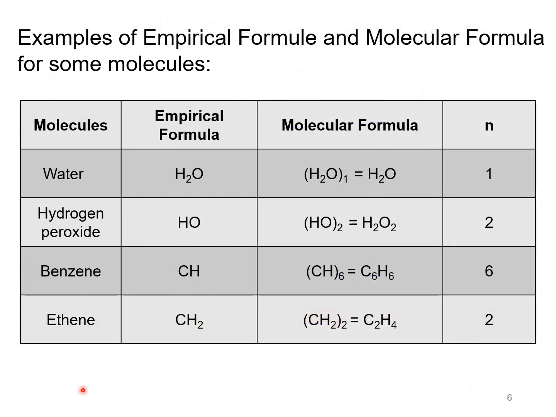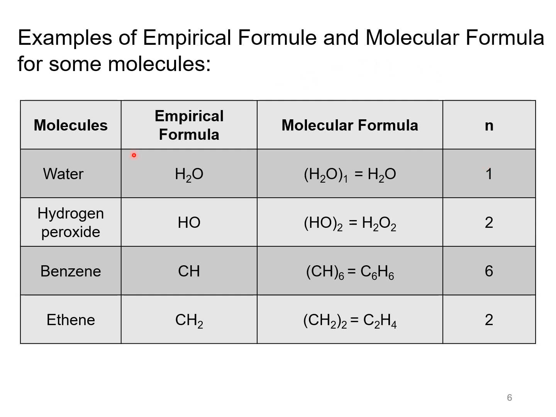Okay, these are some of the examples of empirical formula and molecular formula for some molecules such as water, hydrogen peroxide, benzene and ethane. Okay, basically empirical formula ni nanti Miss akan go through this later. This is empirical formula for the respective molecules. And this is how you dapat molecular formula for each of the molecule. Basically, you dapat molecular formula sebab empirical formula kalikan dengan N.